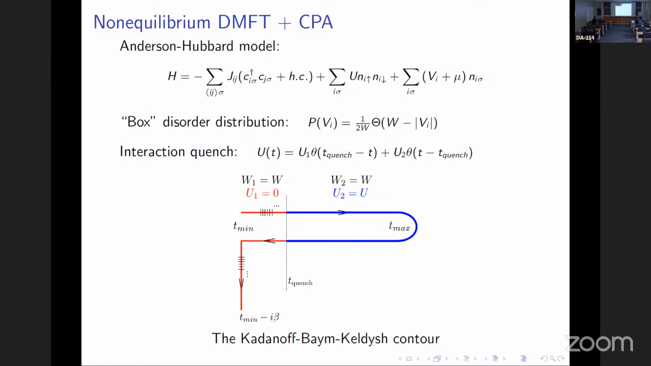We're going to be studying this for an interaction quench. So we take this model that has U and V, so a model that has interaction and disorder, and we keep the disorder strength the same, and we quench the interaction from some initial value to a final value. Our initial value is going to be 0, so we quench from non-interacting to interacting with strength U. And we're going to be studying the long time dynamics of this system.